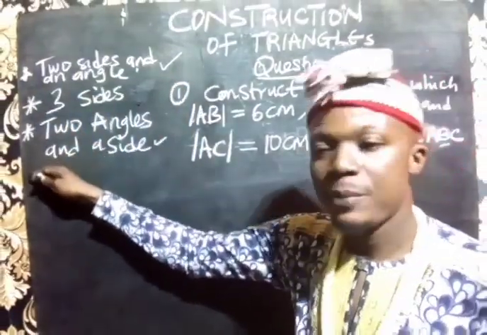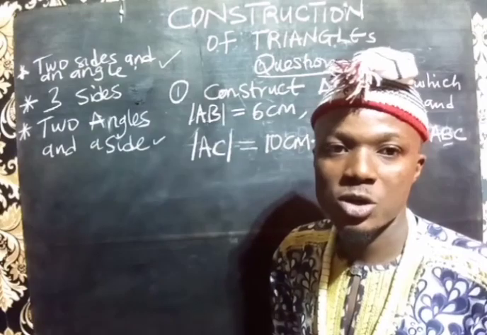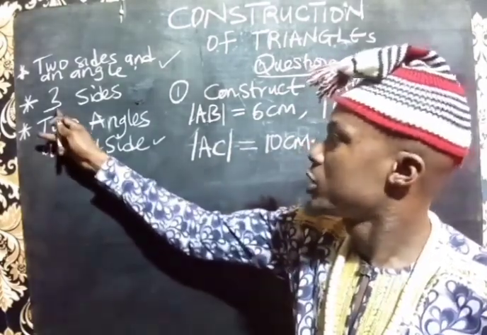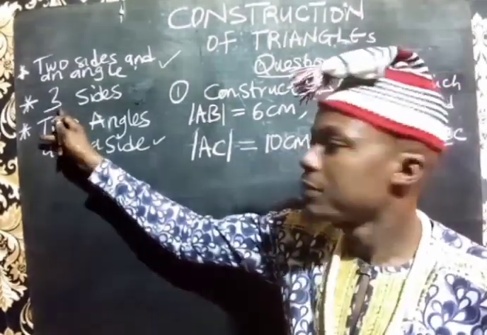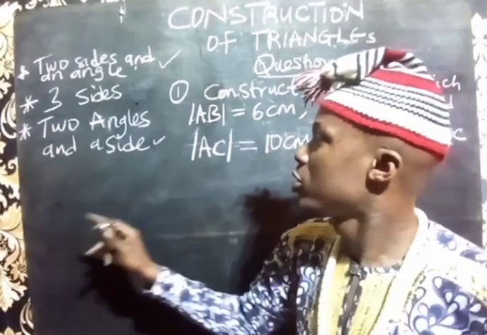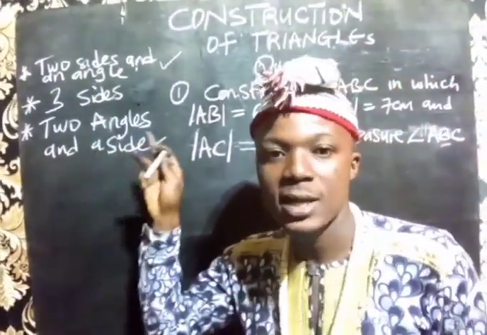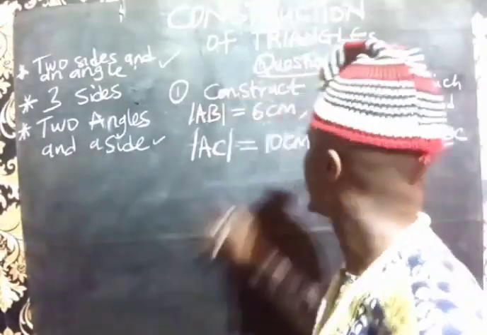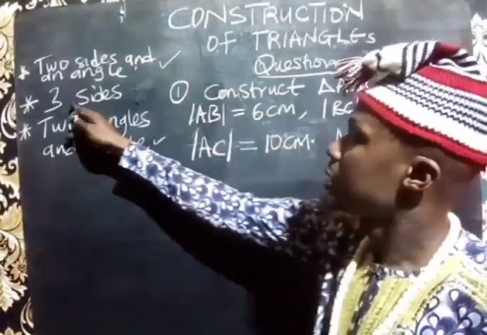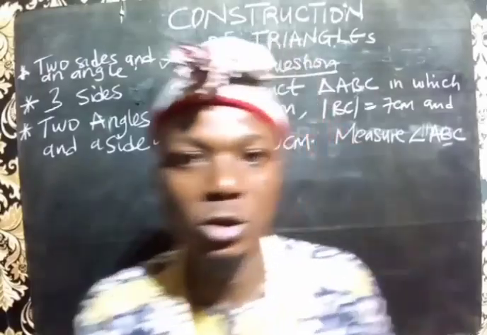Now, in this second episode, our center of attention should be how to construct a triangle when three sides are given, and also how to construct a triangle when two angles and just a side are given. So we'll start with the first one. Three sides are given, no angle at all.